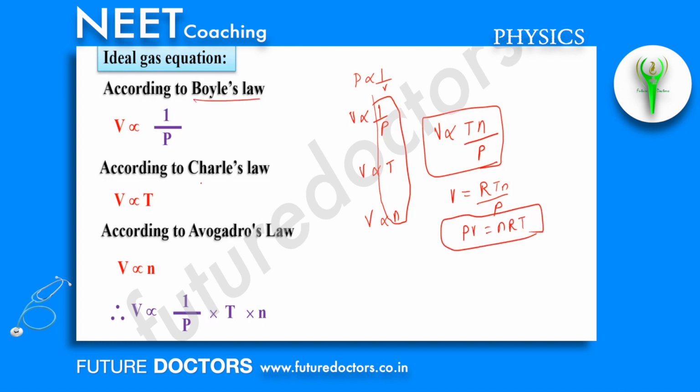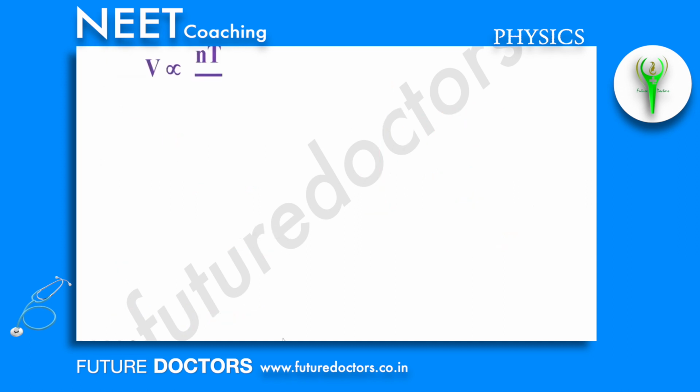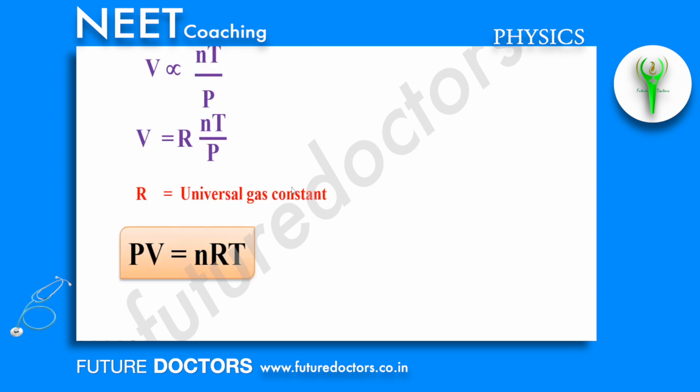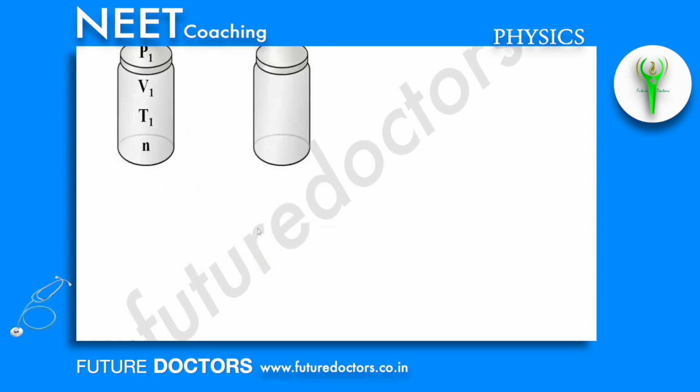By combining Boyle's law, Charles's law and Avogadro's law, we can write V is proportional to nT by P, or V equals RnT by P, where R is the universal gas constant, or PV equals nRT, which is called the ideal gas equation.